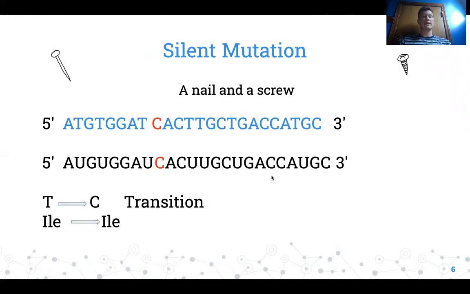So next we have a silent mutation, and so a silent mutation is basically where you have a point mutation, but those code for the same amino acid. So it's like having a nail and a screw. They both do the same thing, like if you're joining two boards, but they're technically different things. So from here, we went from a T to a C, and so they both code for ILE.